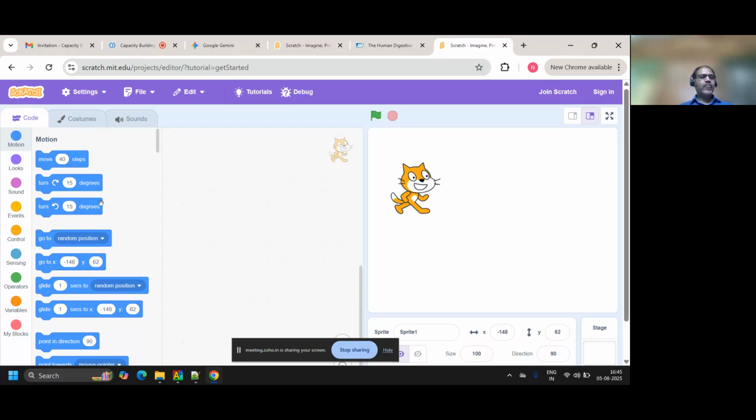Now watch. I give another instruction. Turn 15 degrees. Click. Turn 15 degrees. Turn 15 degrees. Now in opposite direction, turn 30 degrees. Okay. Turn.